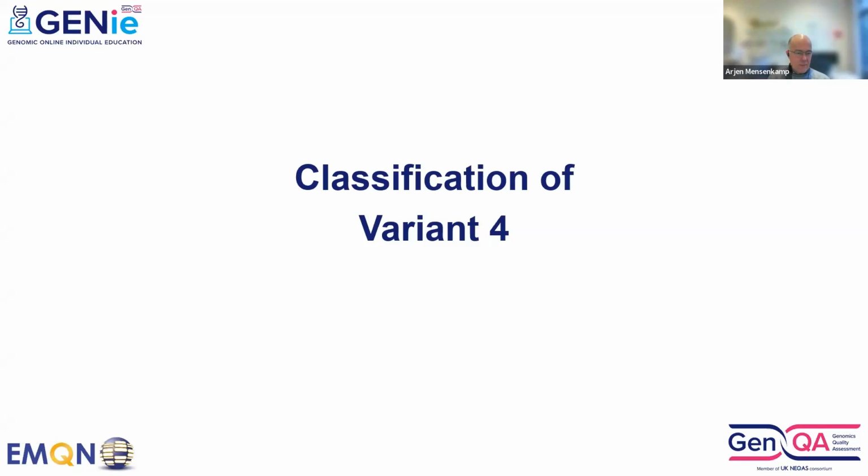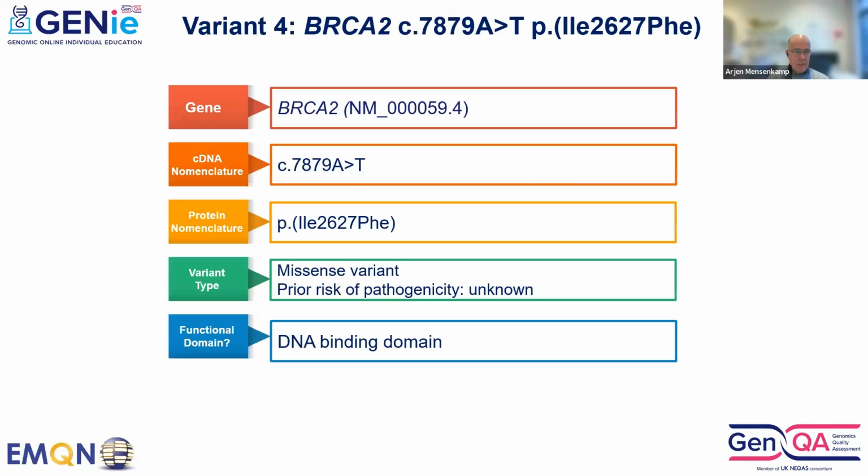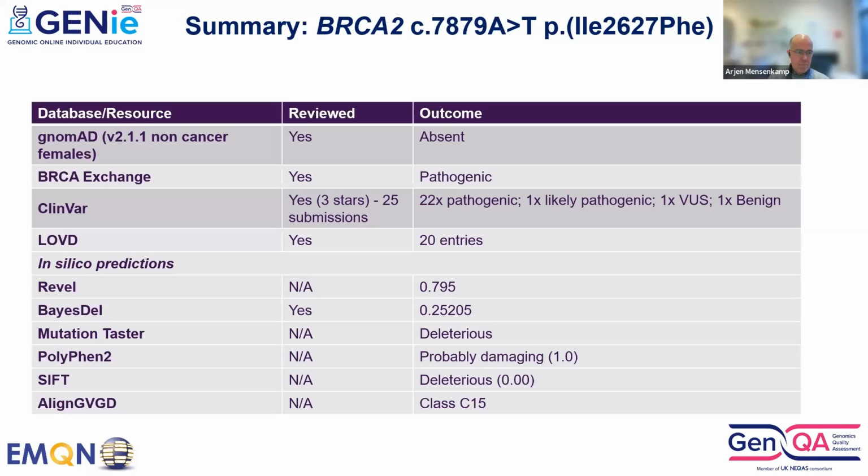Thank you. Next slide, please. I will discuss this missense variant in BRCA2. It is an isoleucine 2627 to phenylalanine, and it's a missense variant in the DNA binding domain of BRCA2. Next slide, please. It is absent in the gnomAD database and present in the BRCA Exchange as pathogenic.